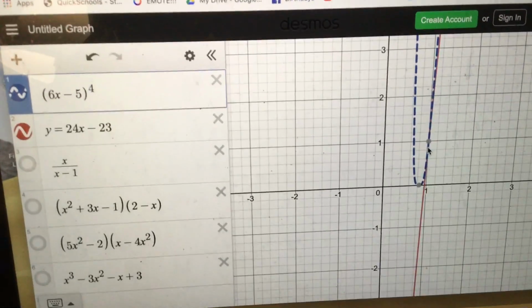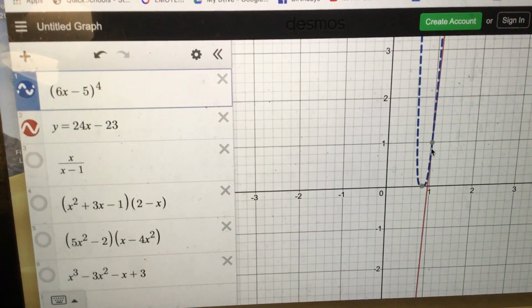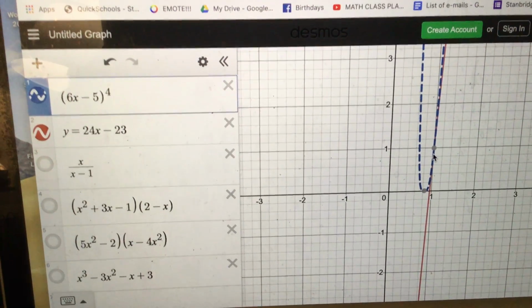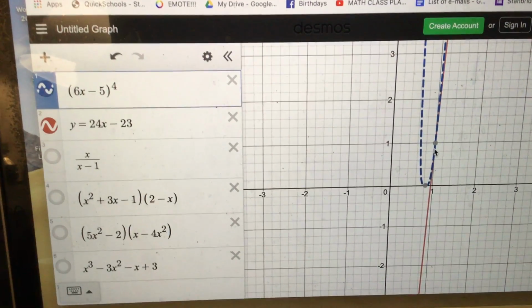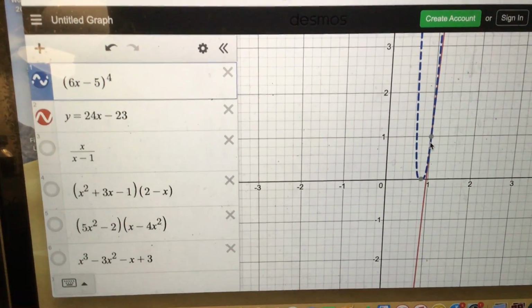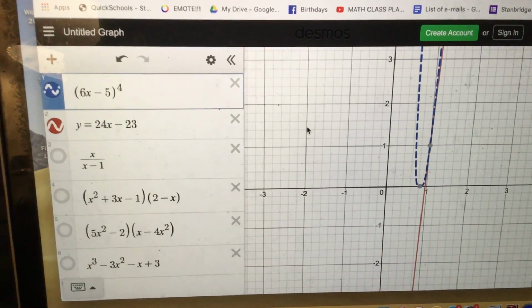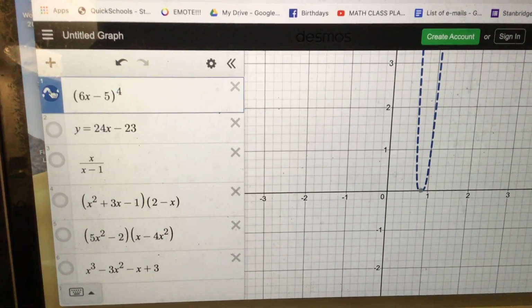So at that moment, the velocity is 24 over 1. Every one step to the right, it goes up 24 units. Every one step to the left, it goes down 24 units. All right, that's awesome. So let me clear that and let's move on to the next one.